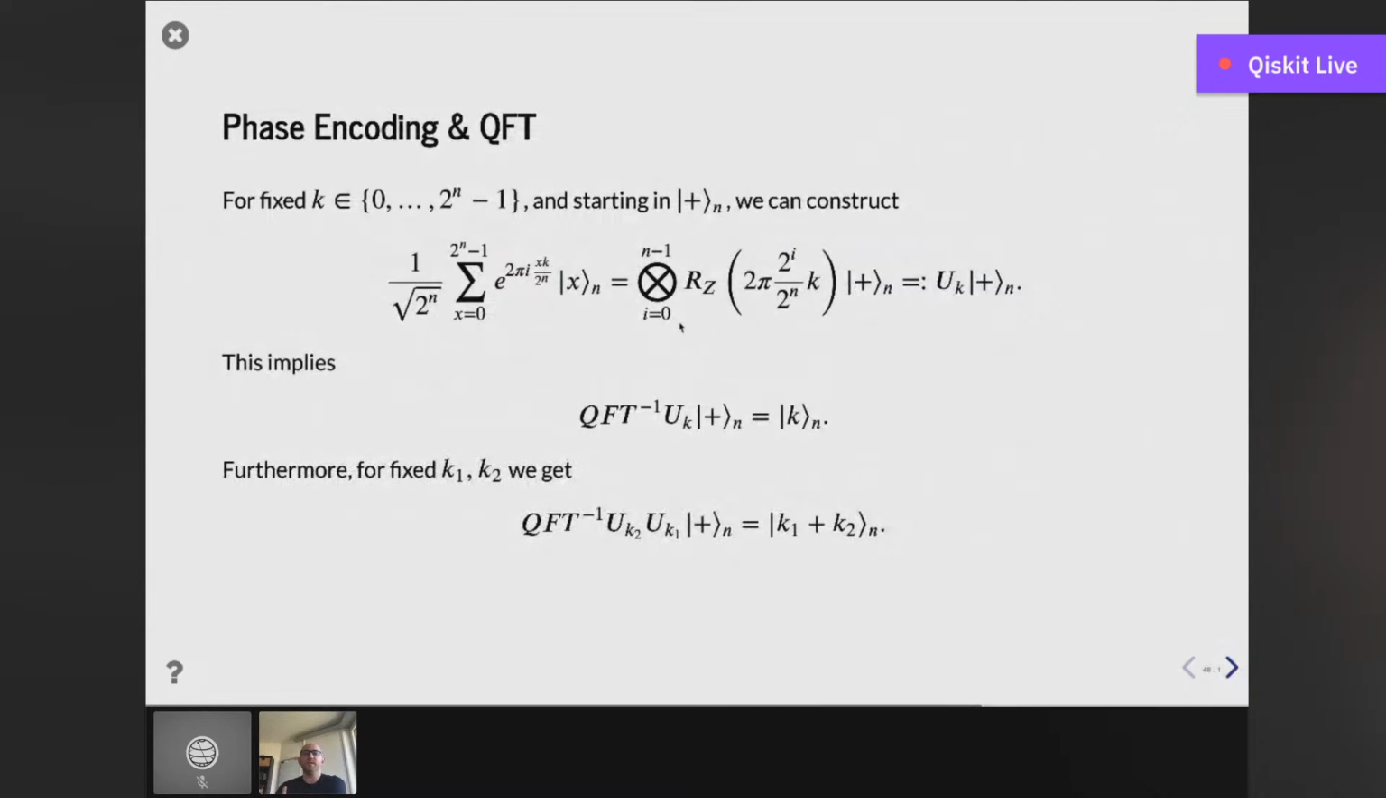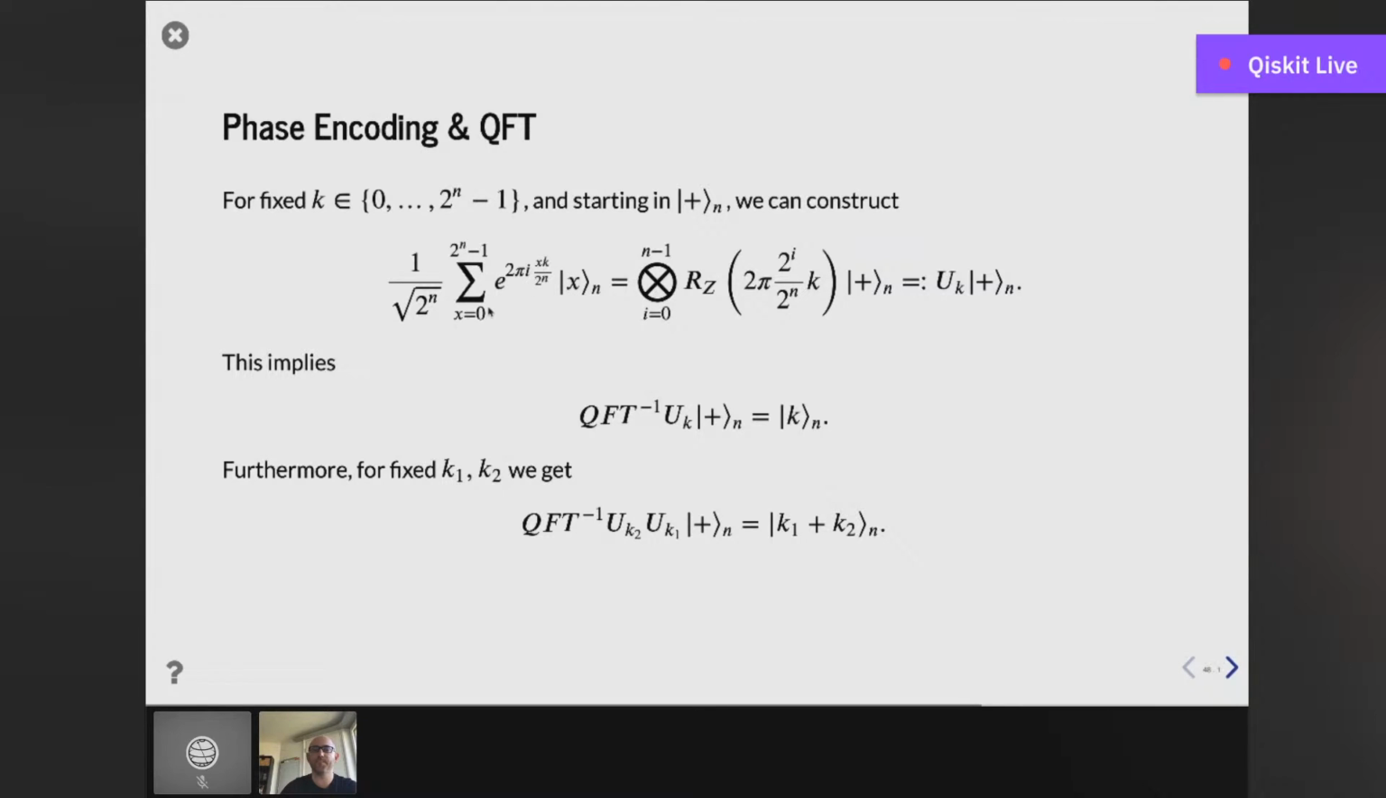Now, the second thing we need is a phase encoding in the QFT, the quantum Fourier transform. Suppose we have a fixed integer k, and we are starting in the plus state, so in the equal superposition state on n qubits. Then we can easily construct such a state here. And you see this is normalized at the beginning, and then here the amplitudes for the basis states are e to the 2 pi i x k over 2 to the n.